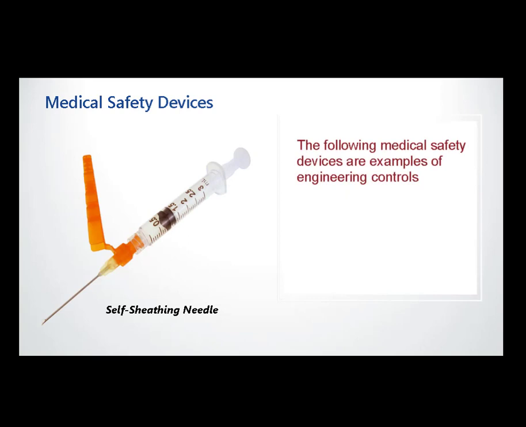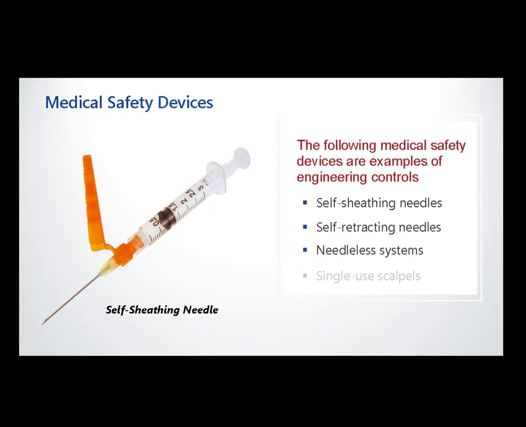The following medical safety devices are examples of engineering controls. Self-sheathing needles are needles with sheaths, or covers, that can be slid back over the needles after use. The sheaths lock into place. Self-retracting needles retract into the syringe after use. Needleless systems are devices that do not use needles for the collection and withdrawal of body fluids, or for the administration of medication and fluids. Examples of needleless systems are jet injectors and Luer taper systems. Single-use scalpels have shields that slide over the blades after use.